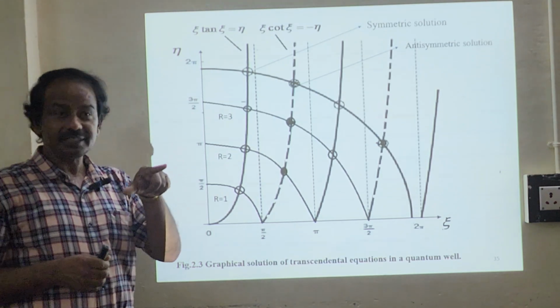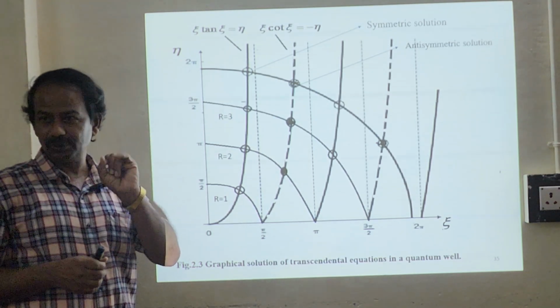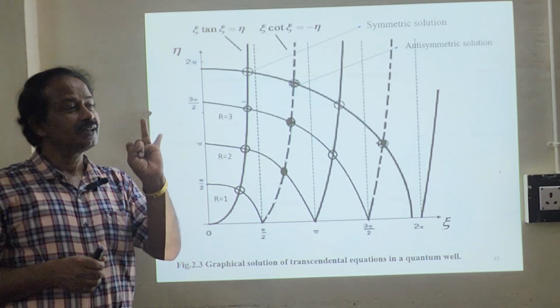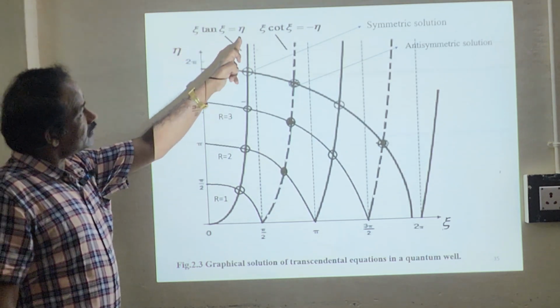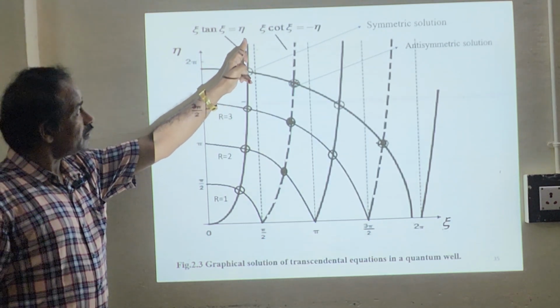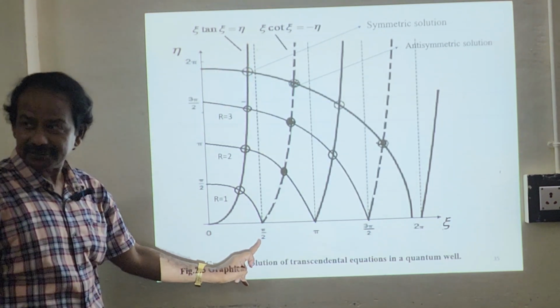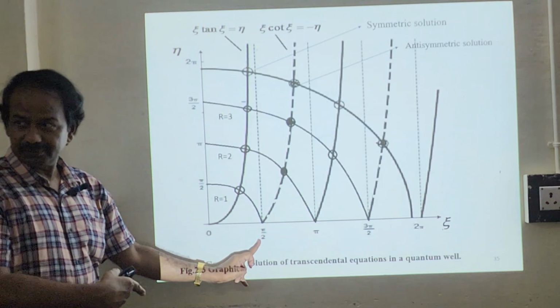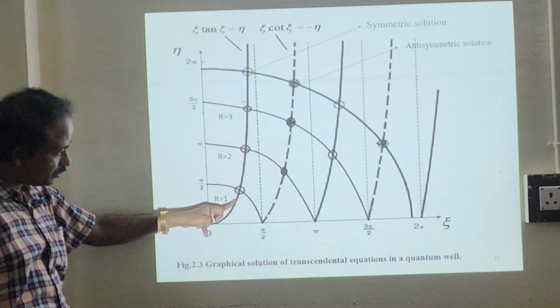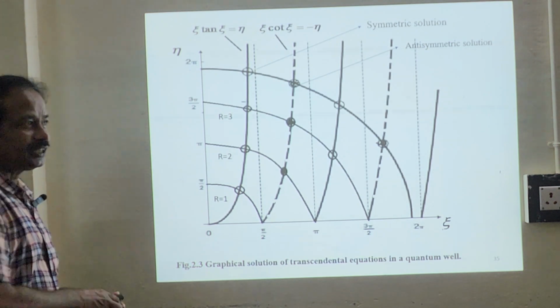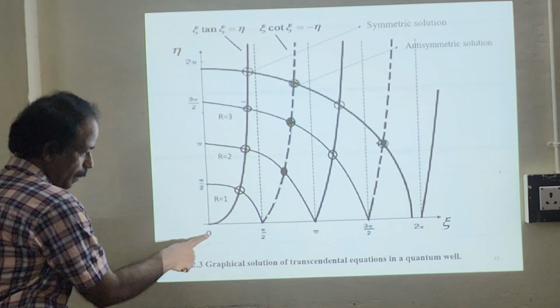Now we will have symmetric and anti-symmetric solutions as I said earlier. One is tan psi, another one is cot psi. Just look at the tan equation. Tan will be infinity at pi by 2, correct? Just now we were discussing pi by 2. So infinity at pi by 2 and tan 0 is 0, so your tan curve will be like this.